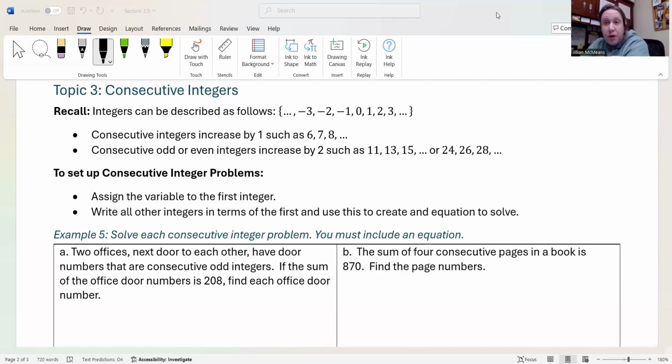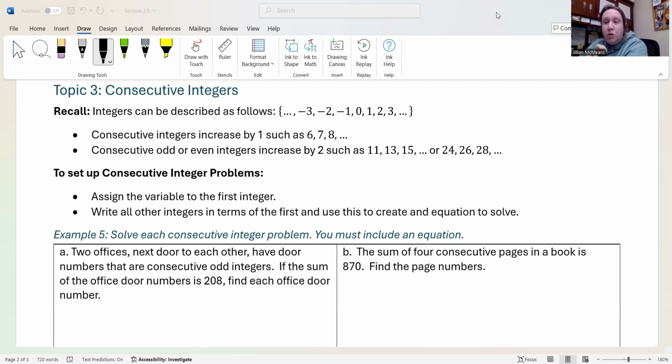Another type of word problem that involves linear equations in one variable would be word problems surrounding consecutive integers. So you have to remember a couple of things. One, integers can be described as follows. It's just a number set: all of the whole numbers and their negative counterparts. So no decimals, no fractions, just positives, negatives, and then the number zero.